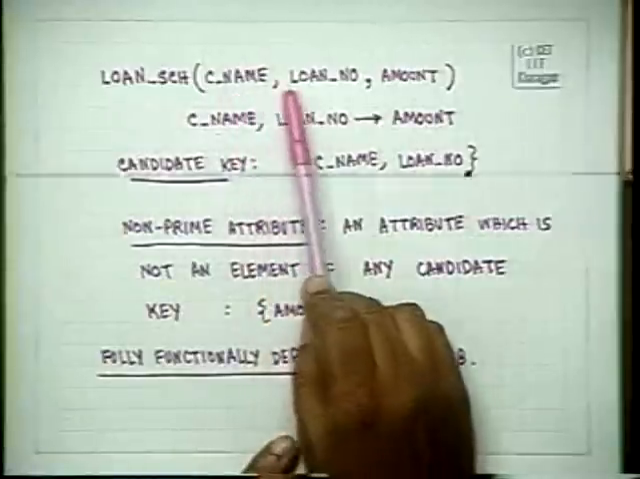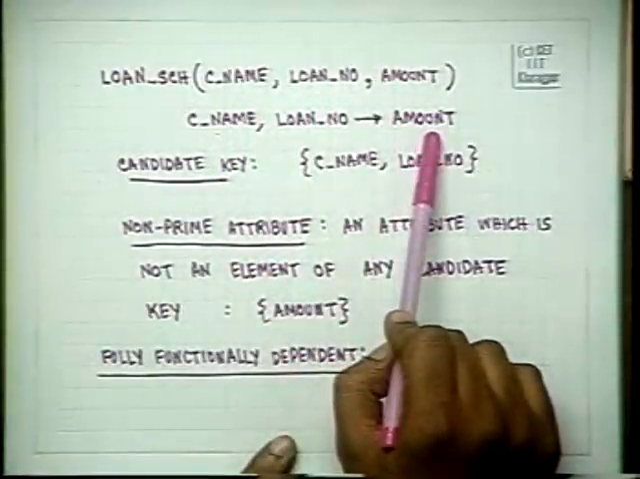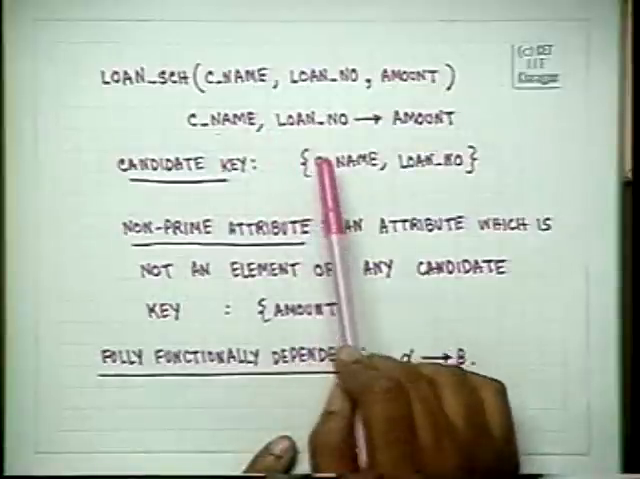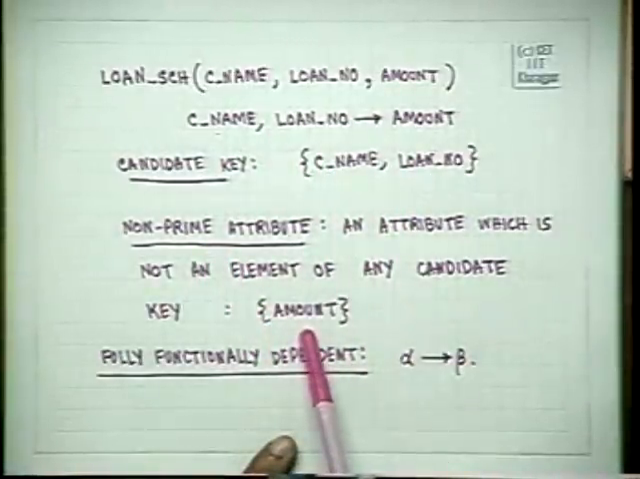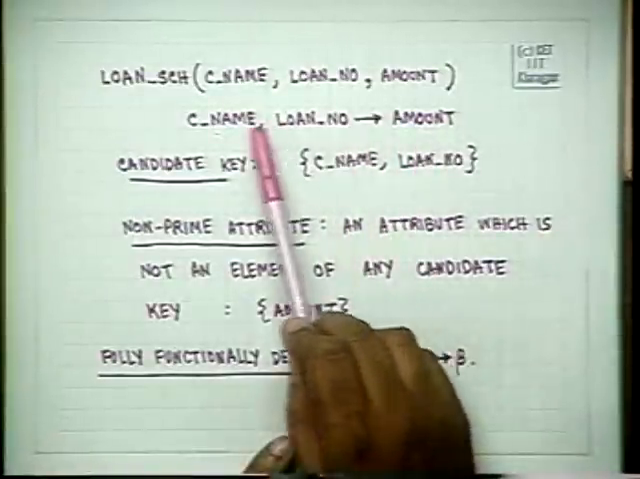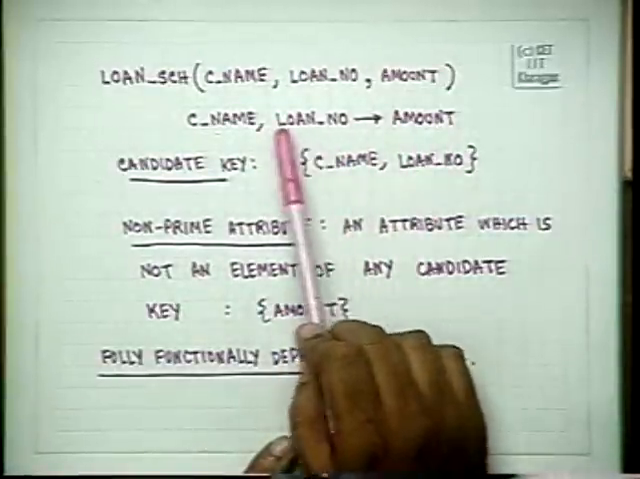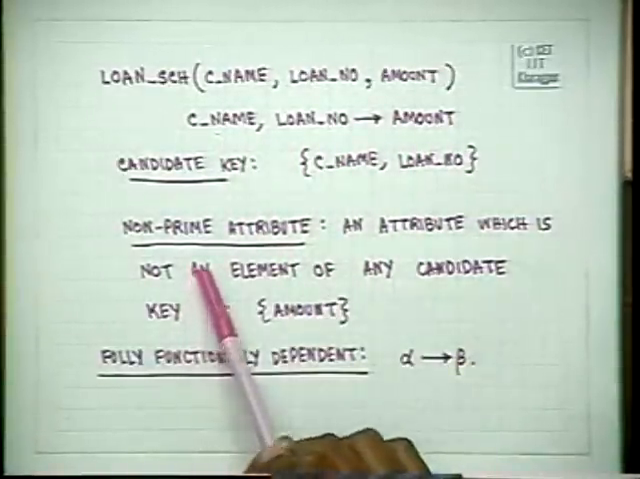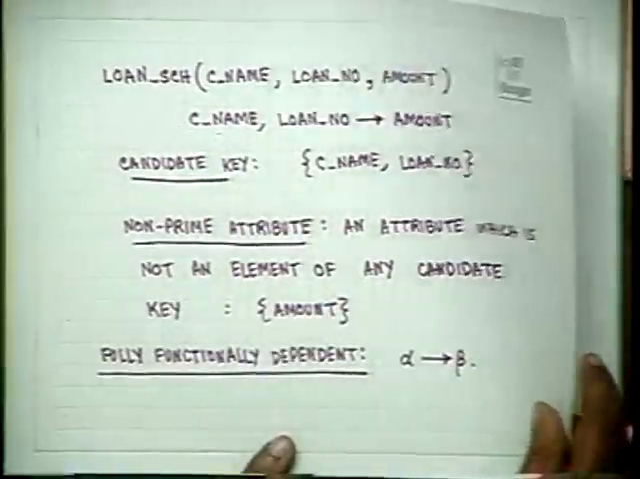There was the first simple loan scheme example. We had a loan scheme with customer name, loan number and amount. Customer name and loan number gives amount. The candidate key was customer name and loan number. The only non-prime attribute was amount, and since amount is dependent on both customer name and loan number, it is fully functionally dependent. So the non-prime attribute is fully functionally dependent on the candidate key. So this relation is in second normal form.